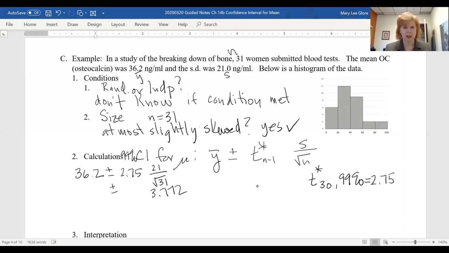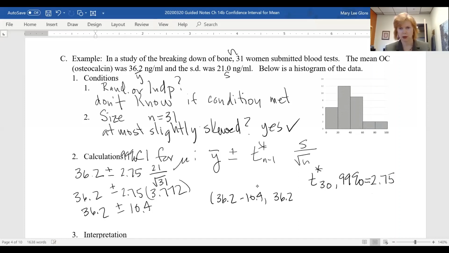All right, and then I'm going to take that times 2.75. So about 3.772, that's my standard error. This is my t star, and I'm going to multiply it times that, and I get 10.37. And actually, since this is in one decimal place, I'm going to keep this one in one decimal place. So this is 10.4. This is 36.2 plus or minus 10.4. And so my interval is going to be 36.2 minus 10.4 and 36.2 plus 10.4.